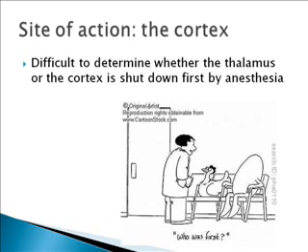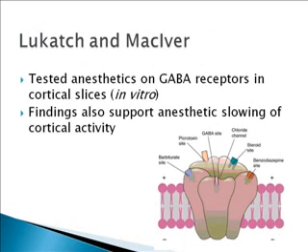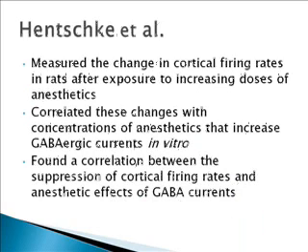Another possible site of action is the cortex. Even with rapid fMRI imaging, brain scans are too slow to determine whether the thalamus or the cortex shuts down first. This could be important because if it is the thalamus that is regulating awareness, it could be targeted to produce selective changes in consciousness. Here are two studies that attempted to localize consciousness. The first one, by Lukács and McIver, tested anesthesia on GABA receptors in cortical slices in vitro. Their findings support an anesthetic slowing of cortical activity. Since this study was done independently of subcortical structures, it shows that the cortex itself can respond to anesthetics, and it isn't just modulated by the thalamus.